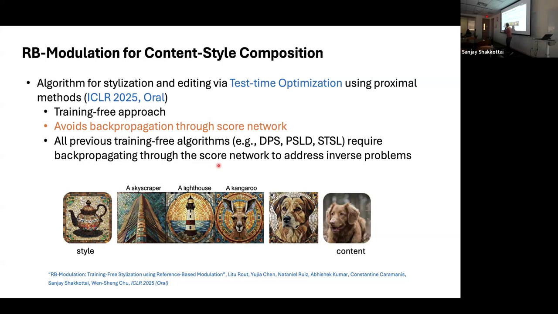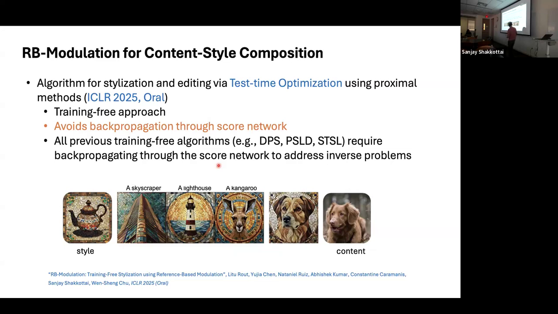So as an example of what I mean by content style composition, here's a problem. This is a pure stylization problem. I give you this mosaic kettle and ask you to generate a skyscraper in that style. So this is what you get. That's called a stylization problem.